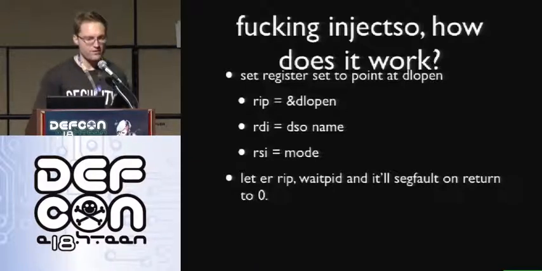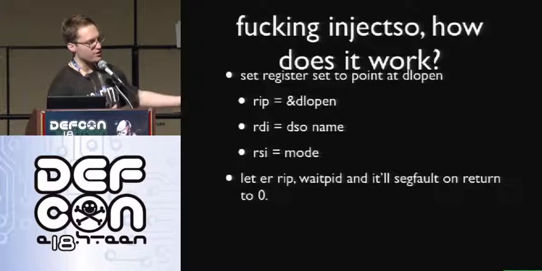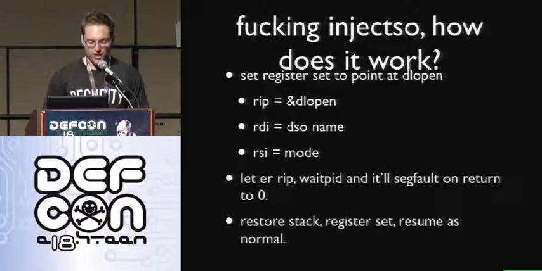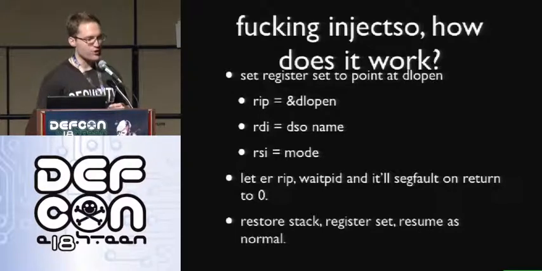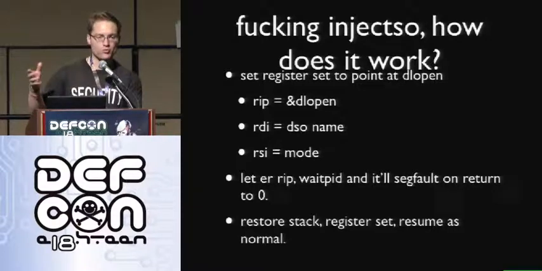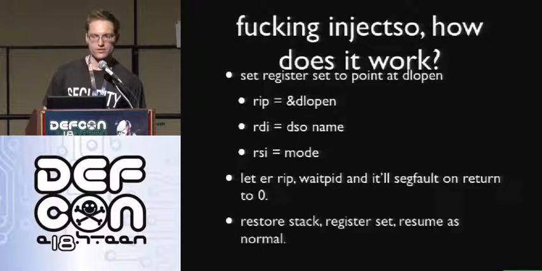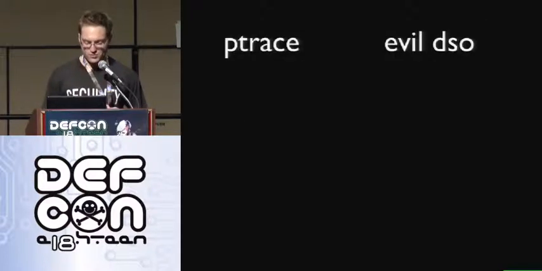Okay, so you waitpid, and then eventually it'll segfault, because once DL open's done, it'll load in this library that you want it to load in, and then it'll segfault because the saved return address is 0. When the segfault happens, you as the tracer of the process will get a signal. So the child process will get suspended. You'll be awoken, and you'll be allowed to do stuff to it. So you just restore the stack, restore the register set, and just let the world continue on its merry way as if nothing bad happened. And this actually works, and it's pretty cool.